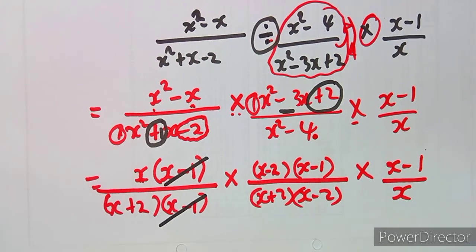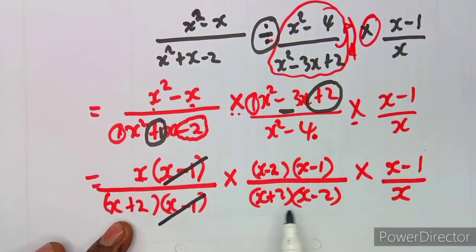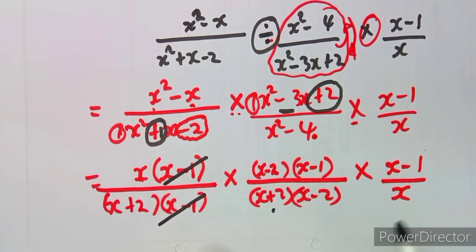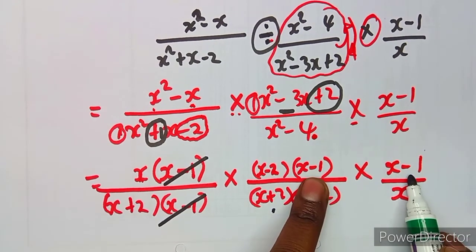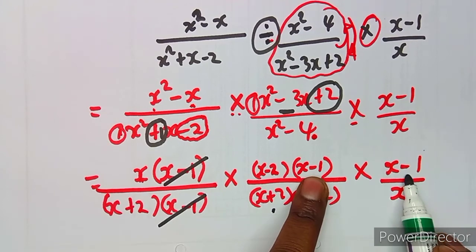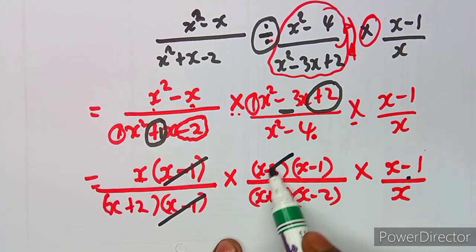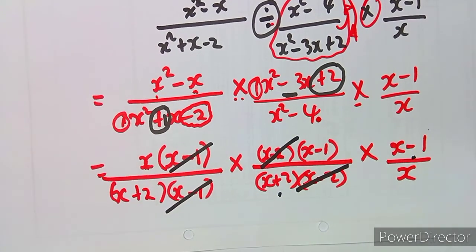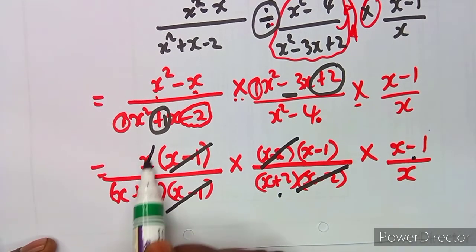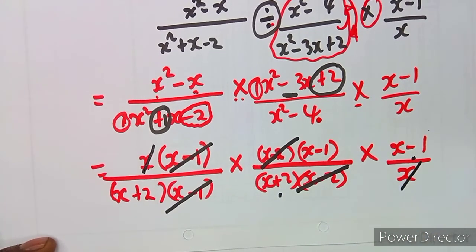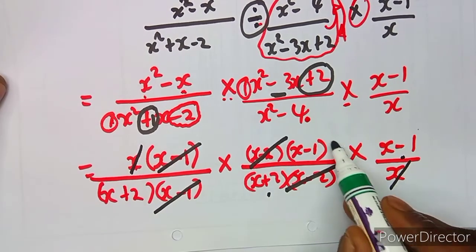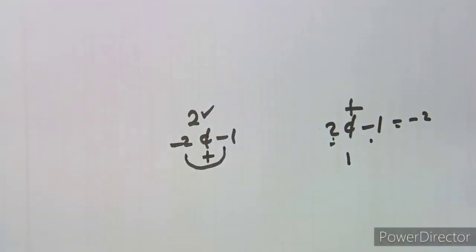So don't be tempted like here. These two cannot cancel because they are both in the denominator, okay? And also here, don't be tempted. These two are both in the numerator, so they cannot cancel. But this one and this one can cancel. Also, this one and this one can cancel. Okay, so like I said, don't be tempted, guys. These two guys here cannot cancel, so they can just multiply each other.